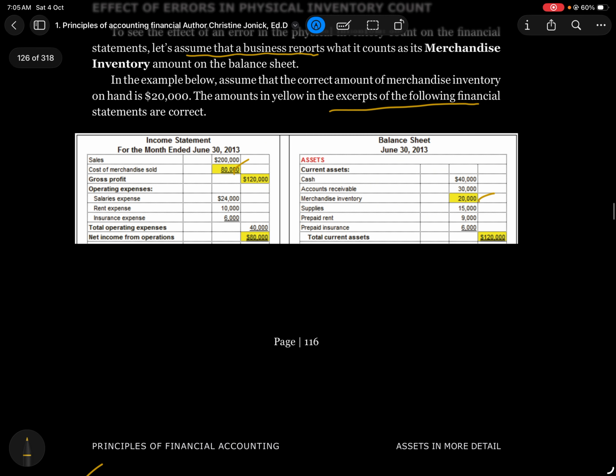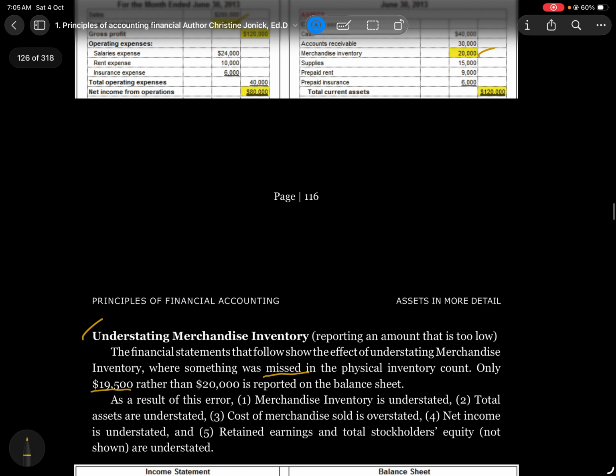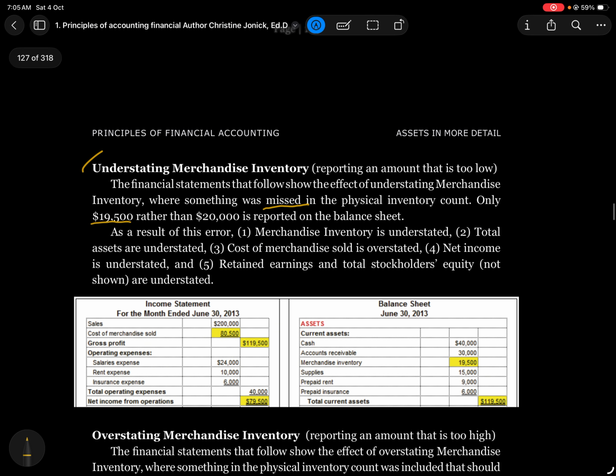So initially, what would happen? Our COGS would be less, or it would be more, right? It would be more in this scenario, right? So what would we need to do? Of course, we will need to decrease our COGS and increase our inventory. That's the correct value. But just look at the effect of it.